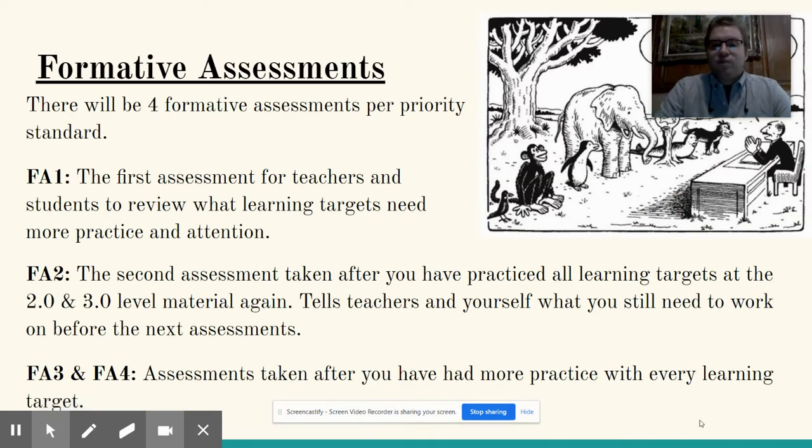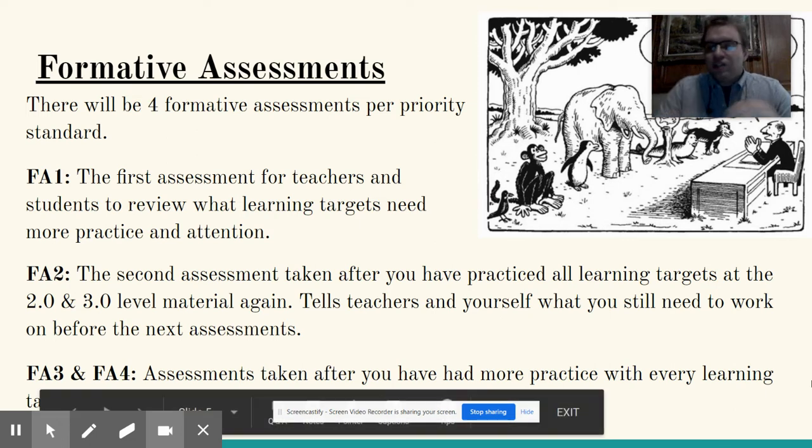When it comes to formative assessments, there will be 4 formative assessments per priority standard, and there's a reason for this. The first assessment is for teachers and students to review what learning targets need to be practiced or need to be given more attention. The second assessment is given after you practice the learning targets at 2.0 and 3.0. This tells the teacher what you still need to work on. And for 3 and 4, these assessments are taken after you've had more practice with every learning target, right? So we're building off of what you know. We're building with these learning targets. We're building off of the priority standards.